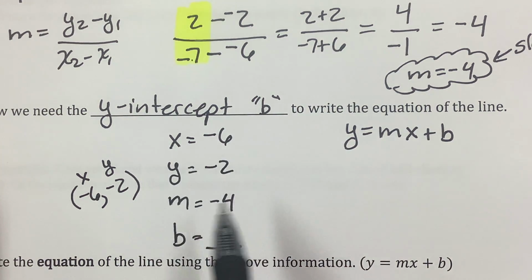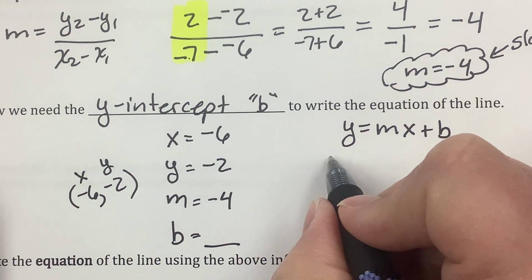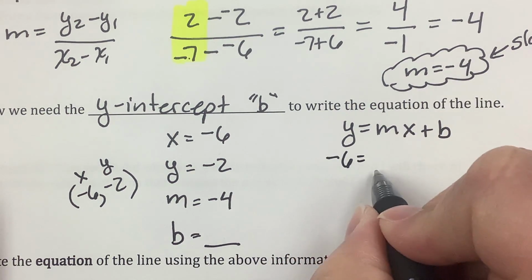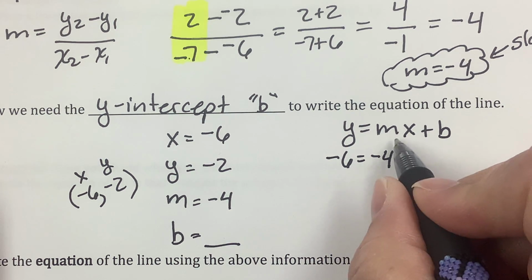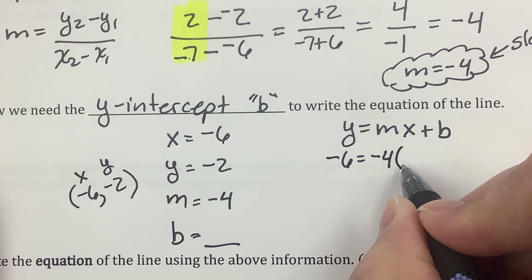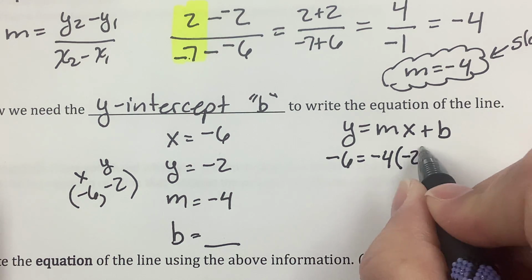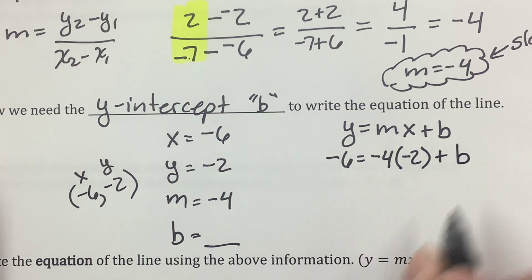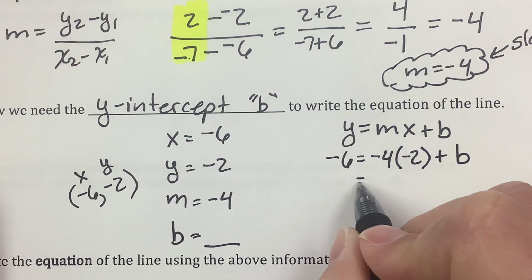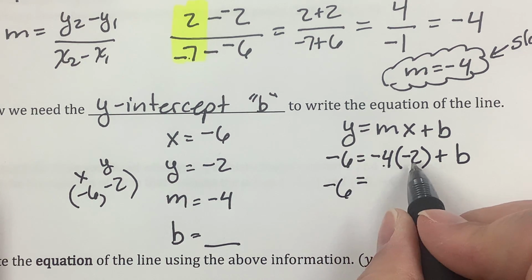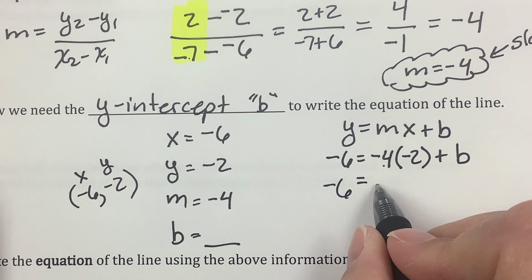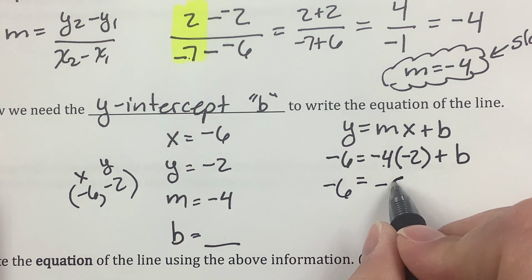So substitute everything you know. Y, -6, equals slope, -4. Now my x and my m are next to each other, so I have to put parentheses there, -2 plus b. Okay, keep my equal signs there. -6 doesn't change. -4 and -2 is -8.